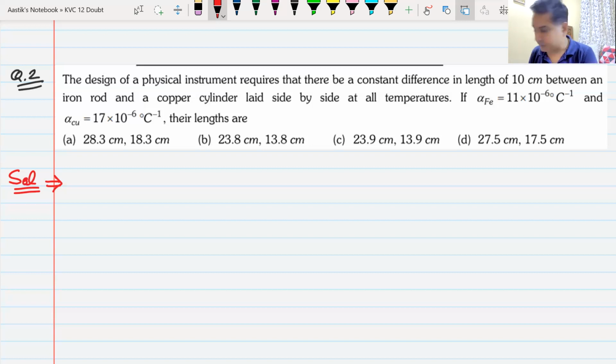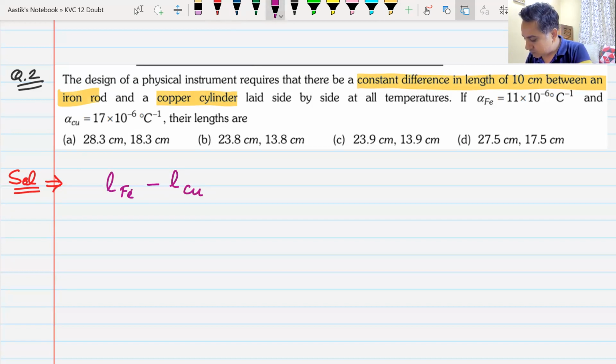Alpha into L1 is equal to alpha into L2, sir. Yes, that is what you need to ultimately land up at. See, remember, the answer to every question is hidden in the question itself. The question says that there must be a constant difference of 10 centimeters between iron and copper, and that will help us in solving the question. So I will write it like this: length of iron minus length of copper should be equal to 10 centimeters. Yes or no? It has to remain fixed. Now, if this difference in length has to remain fixed, the change in their length should also remain the same.